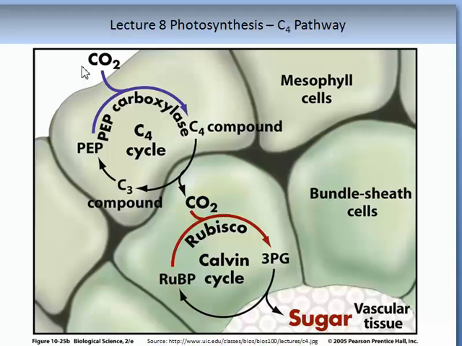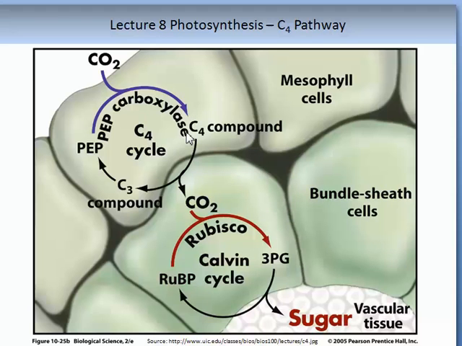The carbon dioxide molecule is absorbed into the mesophyll cells. The carbon dioxide molecules will bind to the PEP carboxylase, and this will form the C4 compound the pathway is named after.